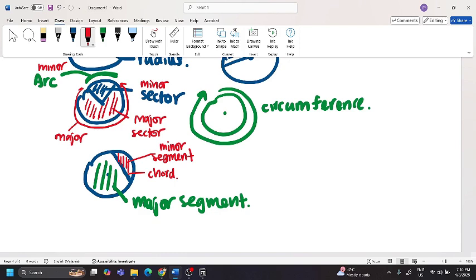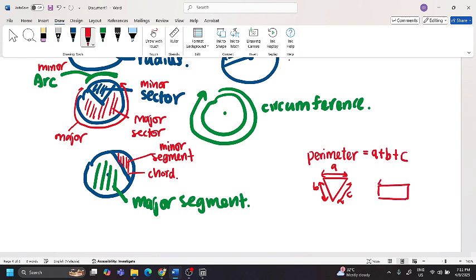And then you need to know the term for perimeter. What is perimeter? It's like the total length of something, the sum of the length of something. This is A, B, C. Perimeter is the sum of it, A plus B plus C. Like, how long is this thing? Here, plus here, plus here, and plus here. That is the perimeter.